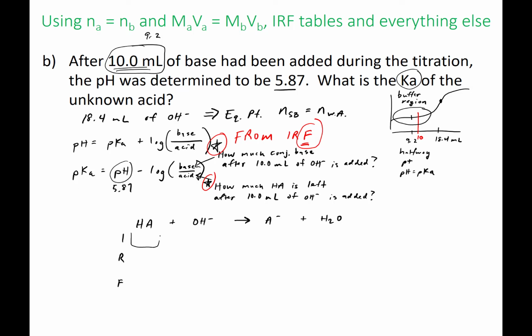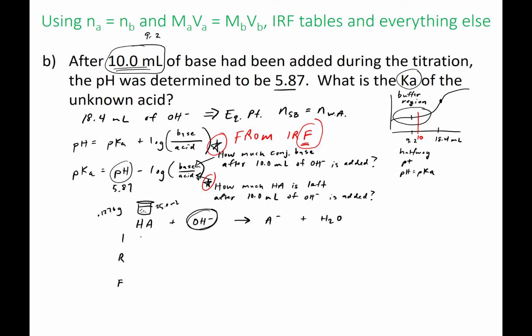Initially, your HA, that's the number that's never going to change. What's changing is this, because this is being added from the burette. You put some powder in here. It was, I think, 0.1276 grams, and then you dissolved it in 25 milliliters of water. That's in part A.